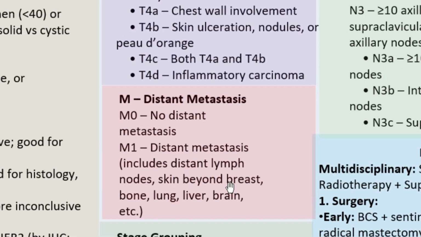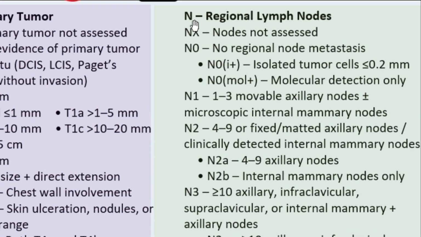Then we go to the nodes. NX when the nodes are not assessed, N0 when there are no regional node metastases, N1 when we have 1 to 3 movable axillary lymph nodes. So we have lymph nodes, but they are still movable. Then N2 where we have fixed or matted lymph nodes, and those are 4 to 9 lymph nodes. And then N3 is when we have other lymph nodes away from the axilla. We have axillary lymph nodes as well as infraclavicular or supraclavicular or internal mammary lymph nodes. Then we can say that is N3.